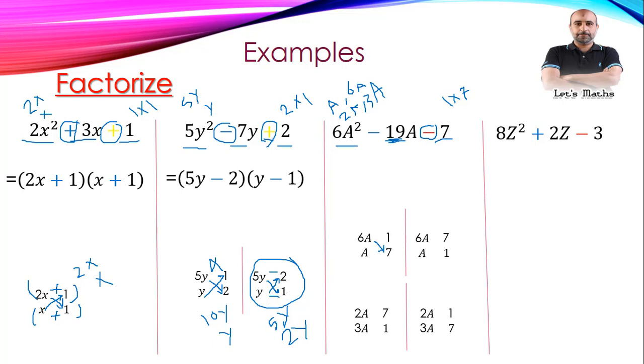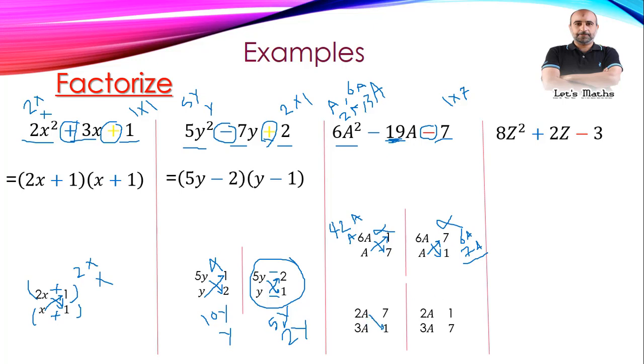First, crossing multiply. 6a multiply 7 equal 42a. 1 multiply a equal a. The difference between them is not 19, it doesn't work. Now 6 multiply 1. 6a multiply 1 equal 6a. a multiply 7 equal 7a. The difference between them is not 19, it doesn't work.